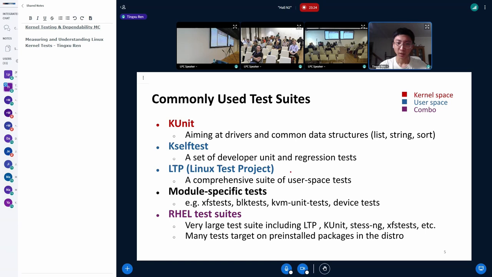We started by studying some commonly used test suites. There are all kinds of test suites with different targets. For example, there are unit tests written in the KUnit framework, and there are also many user-space-based tests which test the kernel by using system call interfaces, like LTP and kselftest. There are also many module-specific tests which target specific modules, like XFS, block devices, and so on. We also studied test suites for certain distributions like Red Hat Enterprise Linux. It is a very large test suite, but may target mainly the certain distribution or some pre-installed packages.